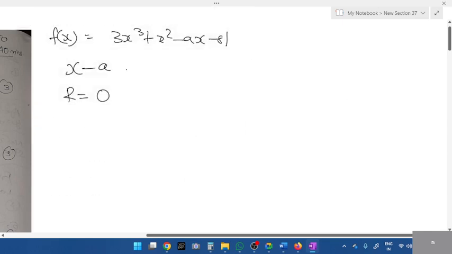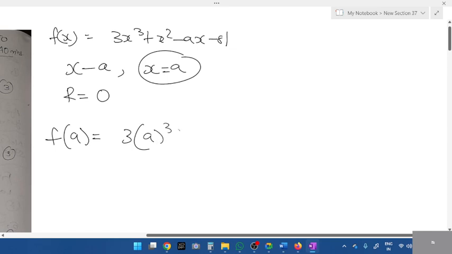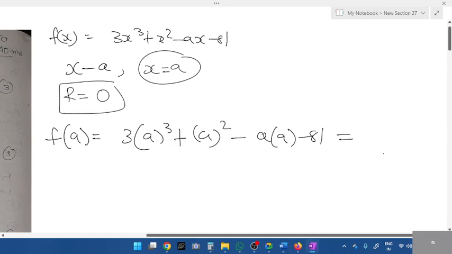See, usually we used to have number. There are chances of giving this question. I got this in previous year question. X minus a is given. So what's the value of x? If a goes to the other side, x is equals to a. In place of x, you have to substitute a. That's it. Simple concept. 3 into a cube plus a the whole square minus a into a minus 81 is equal to what's the remainder, students? What's the remainder? 0.